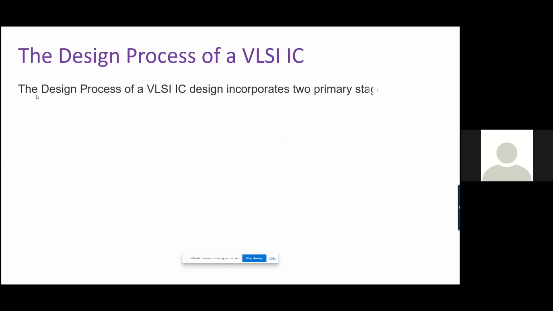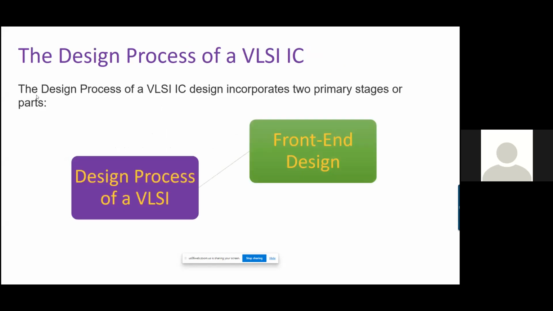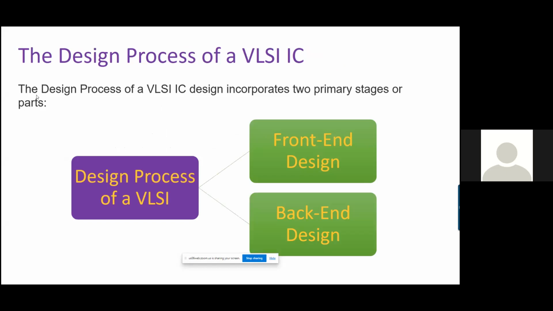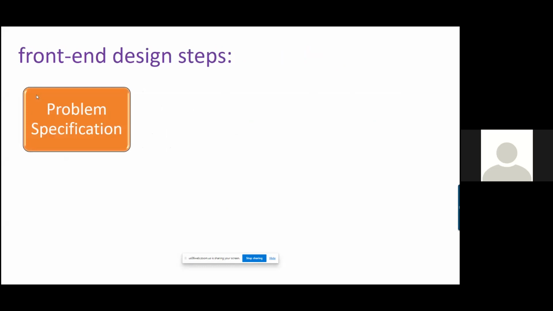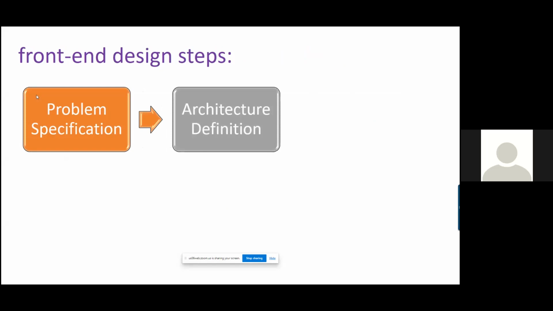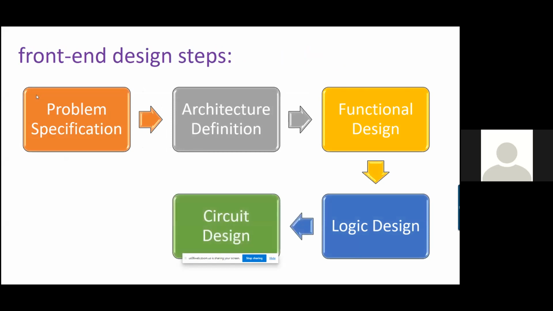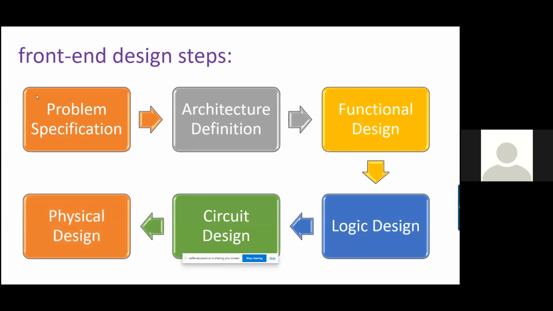The design process of a VLSI incorporates two primary stages. The first one is front-end design and the other is back-end design. In front-end design, the following steps are problem specification, then we go for architecture definition, then functional design, and finally logic design, and the final product comes in a circuit form. And now once we do this, a physical design becomes available in the form of PCB.